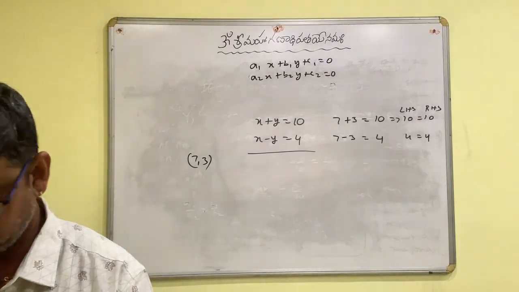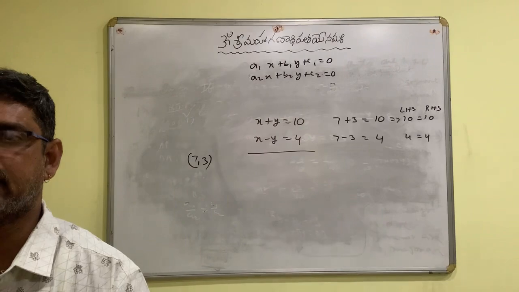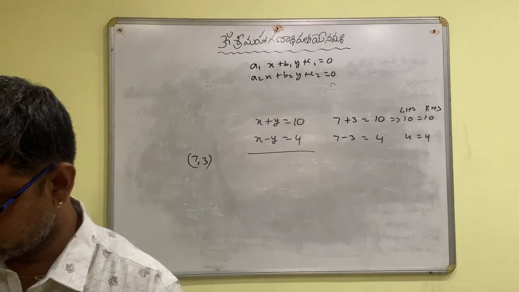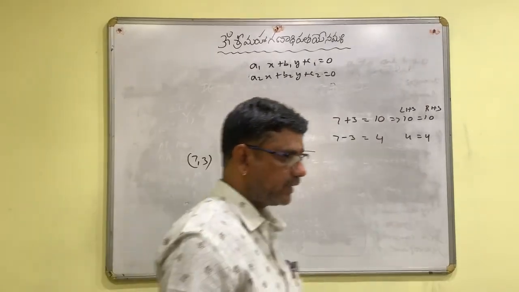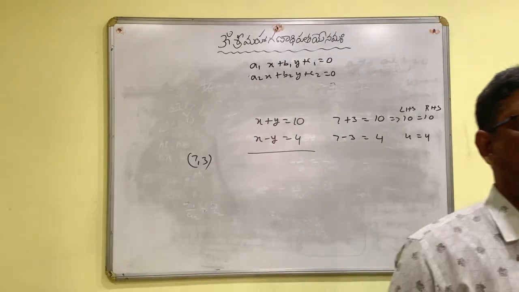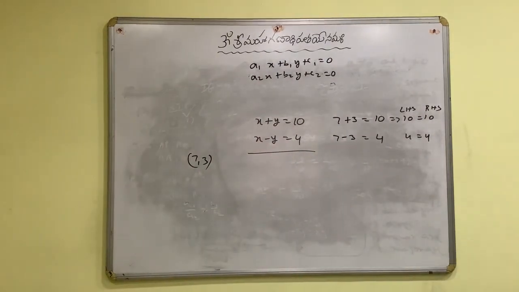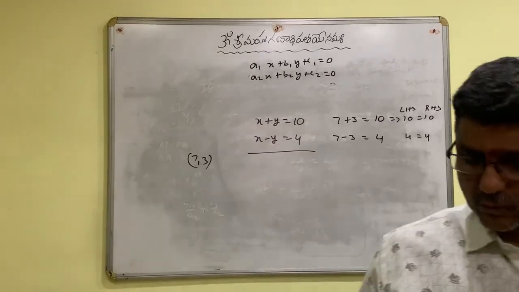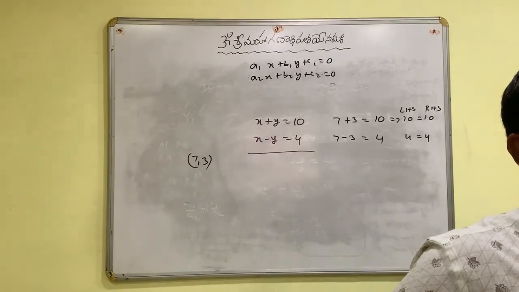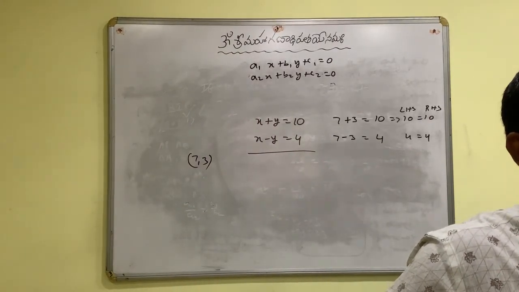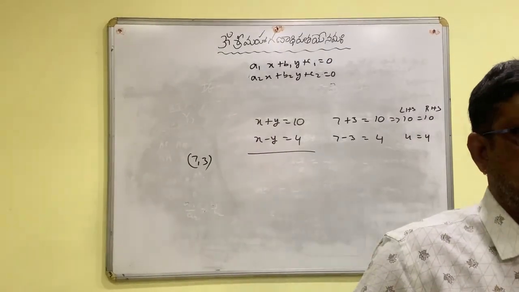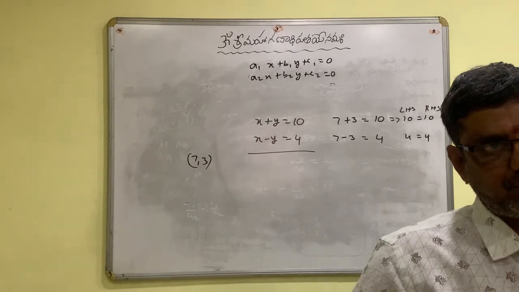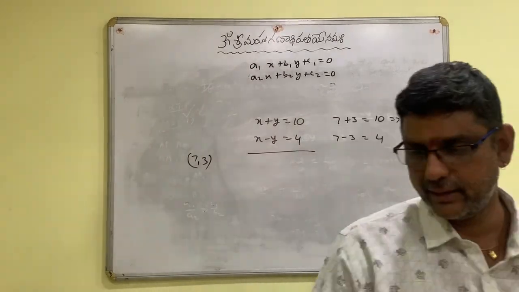So exercise 3.2 is done. 3.1 graphs we did already. So tomorrow we will discuss elimination and substitution methods. Okay? So that's all for today.